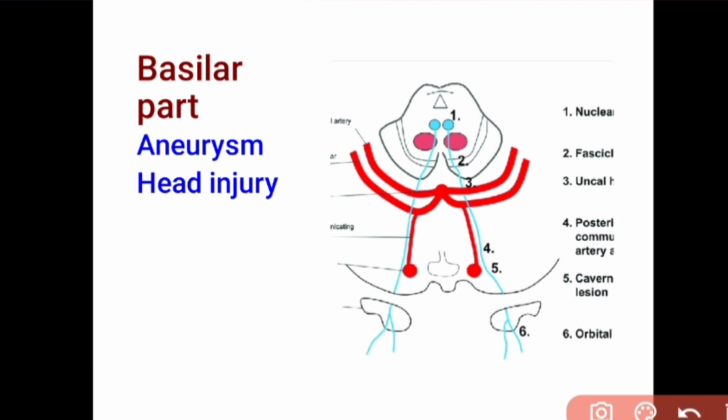As you can see, this is the third cranial nerve which is passing between the posterior cerebral artery and the superior cerebellar artery. It is traversing parallel to the posterior communicating artery. So if there is any aneurysm or hemorrhage or enlargement of this posterior communicating artery, that will lead to third cranial nerve palsy. The second common cause is head injury.